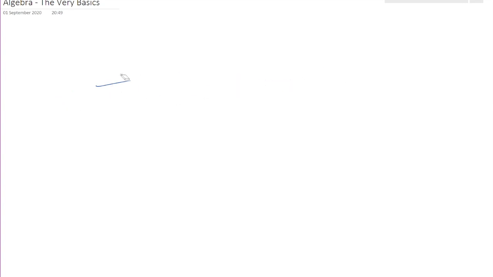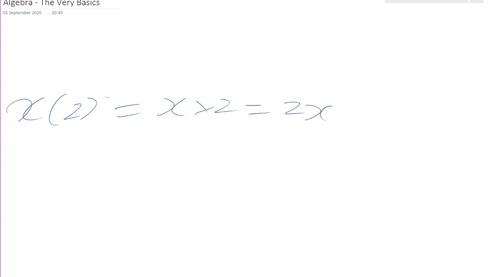That works exactly the same with variables. If I have 2 brackets x, that is going to be 2 times x, or just 2x. And similarly, that would be the case if it was x times 2, which equals 2x. Because multiplication is commutative, which means that x times 2 equals 2 times x. Don't worry about which way round you write it, it works.